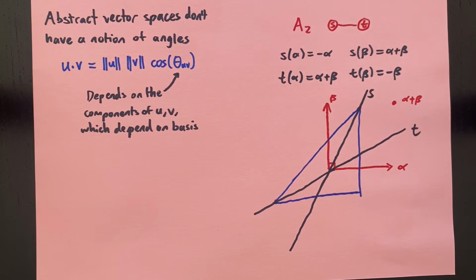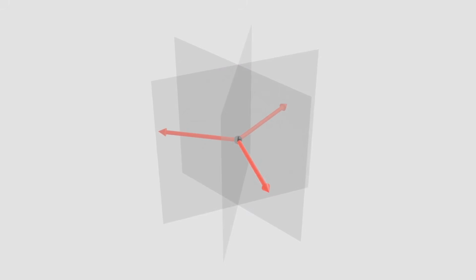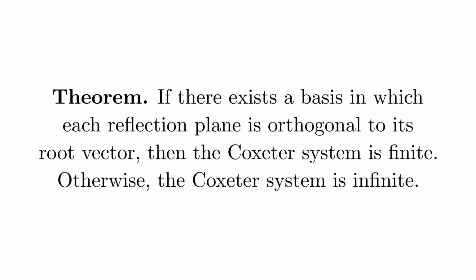So now the question is, when is it possible to find a basis in which the reflections are actually orthogonal to their root vectors? We know it's possible to do it with A2, but we also saw an example where it wasn't possible, and interestingly, that example was an infinite Coxeter system. And this is the crux of the video, because it turns out that this condition is what determines whether a Coxeter system is finite or infinite. If there exists a basis in which each reflection plane is orthogonal to its root vector, then the Coxeter system is finite. And if there isn't such a basis, then the Coxeter system is infinite.